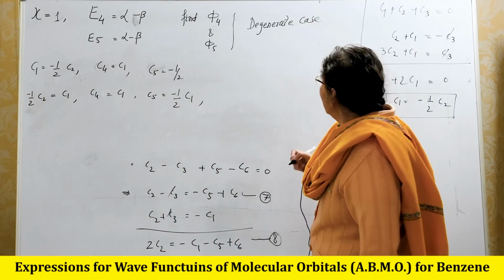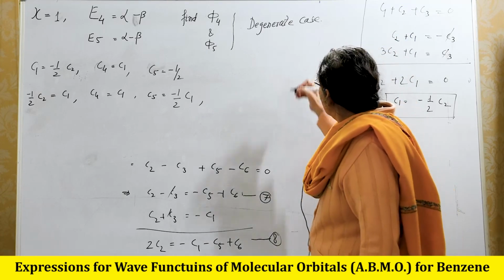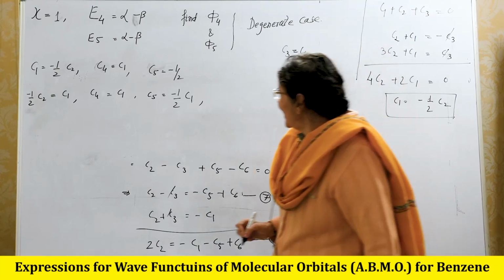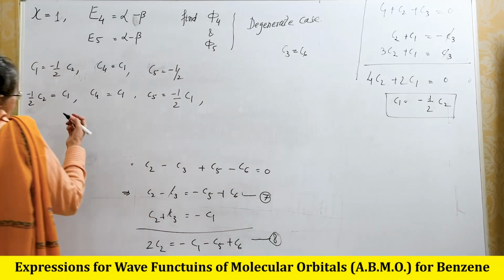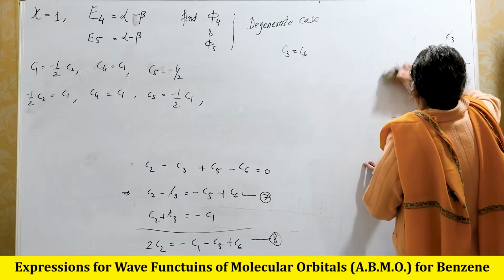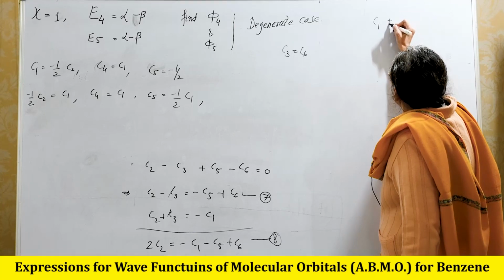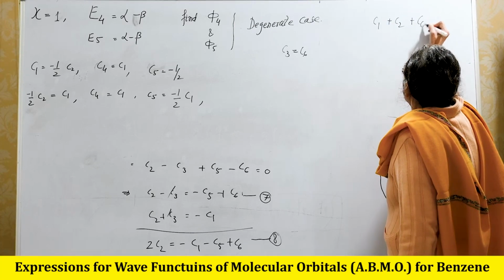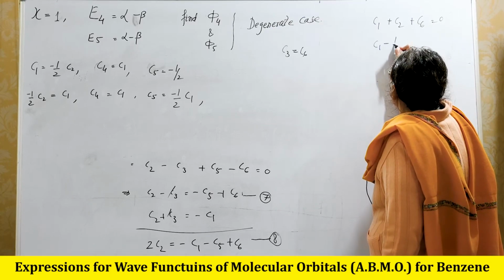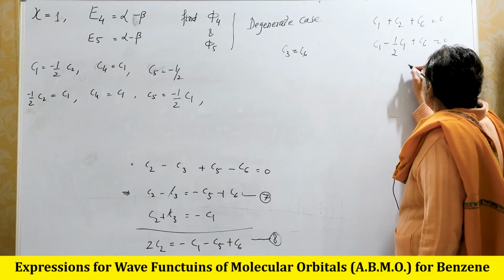Now C3. We calculated that C3 is equal to C6, and for C6 we can take C1 plus C2 plus C6 is equal to 0, so C1 minus half C1 plus C6 is equal to 0.